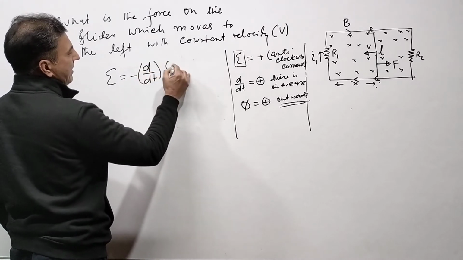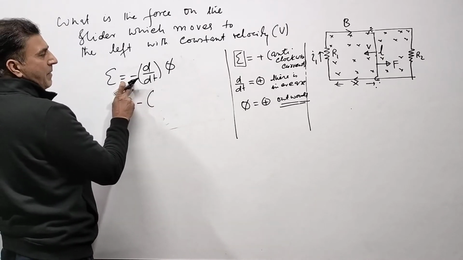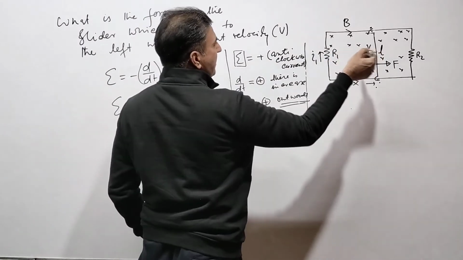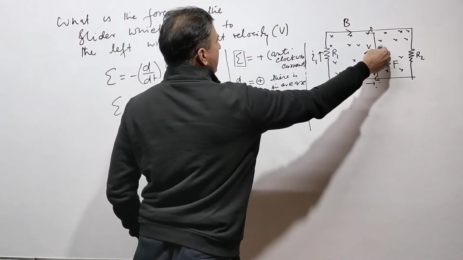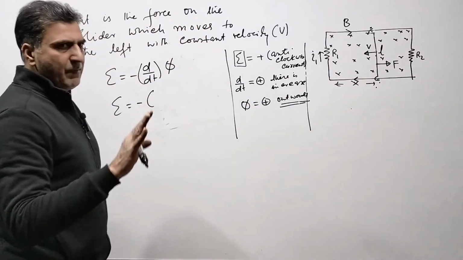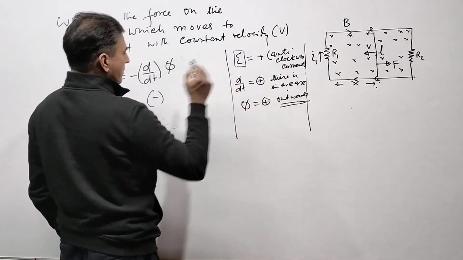Okay, let me suppose phi here. Induced EMF is minus dΦ/dt, that is the formula. What is dΦ/dt here? Does flux increase or decrease? When you move this slider to the left with velocity v, what will happen to the flux inside? That will decrease. So take it negative, because increase in flux is taken as positive.